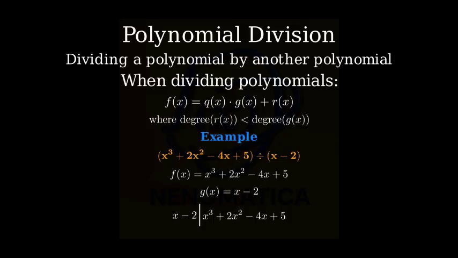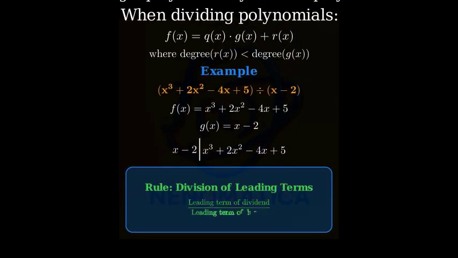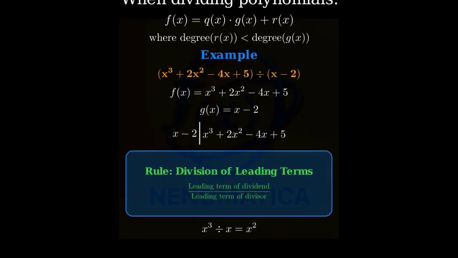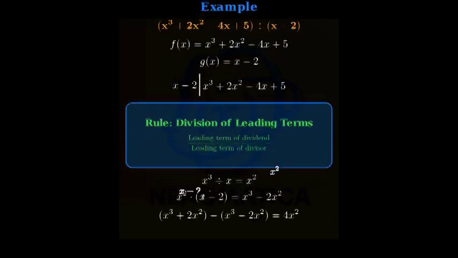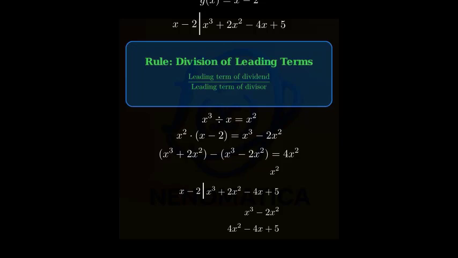Let's start the polynomial division. First, we divide the leading term of the dividend by the leading term of the divisor. We have x cubed divided by x, which gives us x squared. Now, we multiply the divisor by x squared. So we get x squared times x minus 2, which equals x cubed minus 2x squared. Next, we subtract this from the first two terms of our dividend, x cubed plus 2x squared minus x cubed minus 2x squared, which gives us 4x squared.